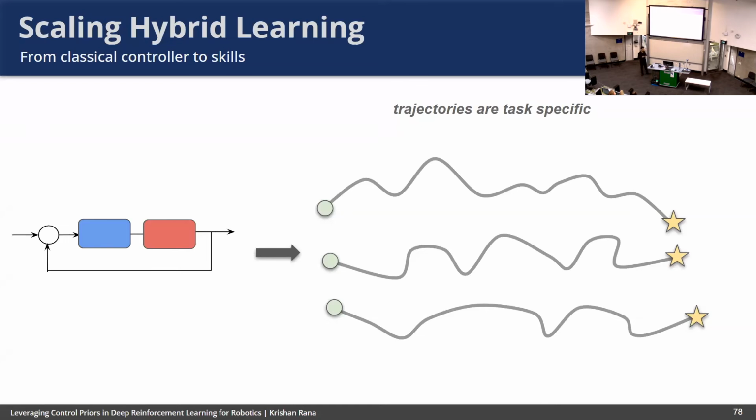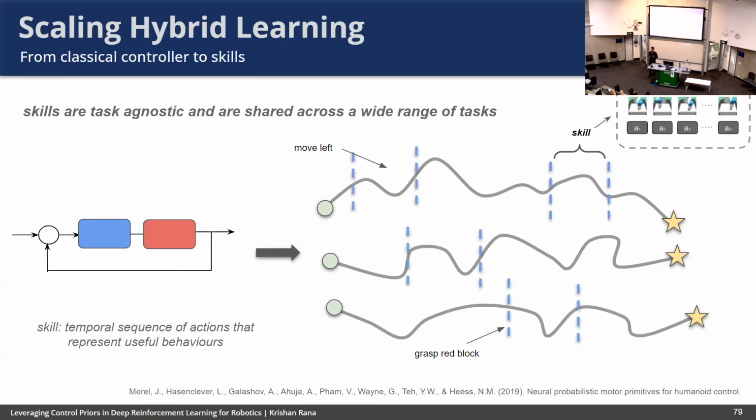But if we look at it from a different perspective, where we chop this trajectory up into shorter horizon behaviors, we realize that these shorter horizon sequences of actions actually consist of task agnostic behaviors, right? And we actually term these skills, right? So a skill is a temporal sequence of actions that represent useful behaviors, right?